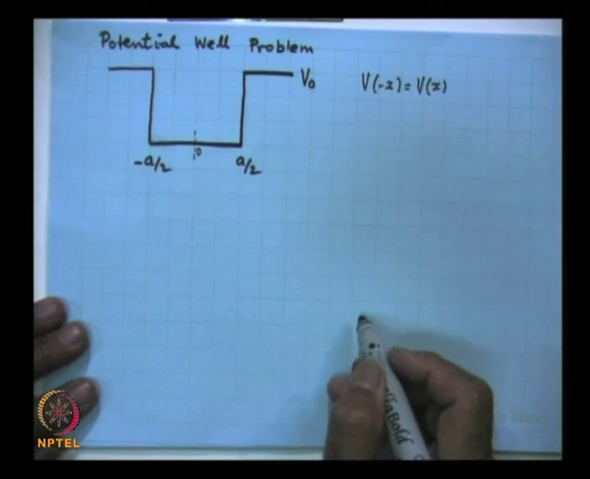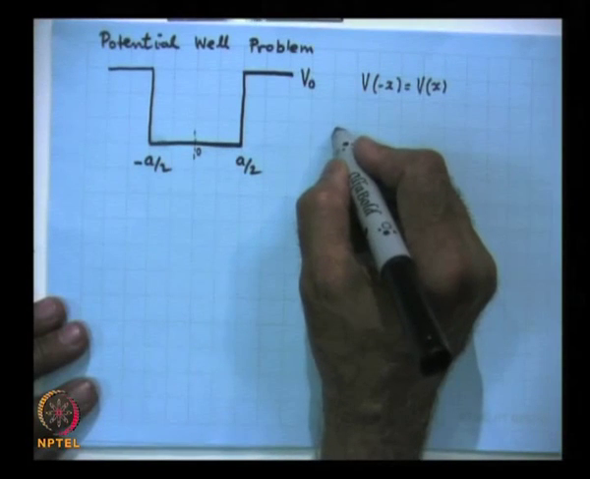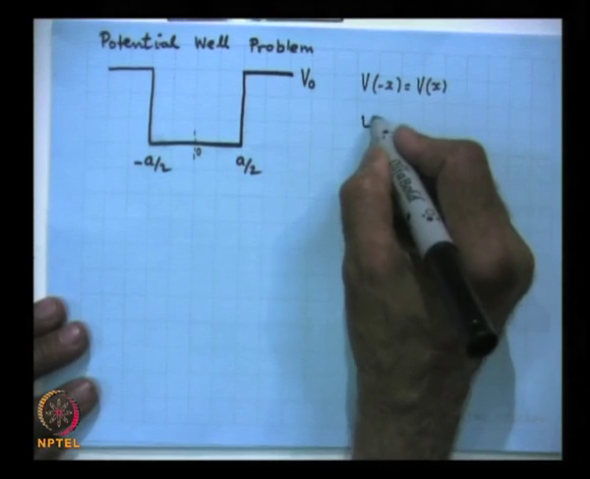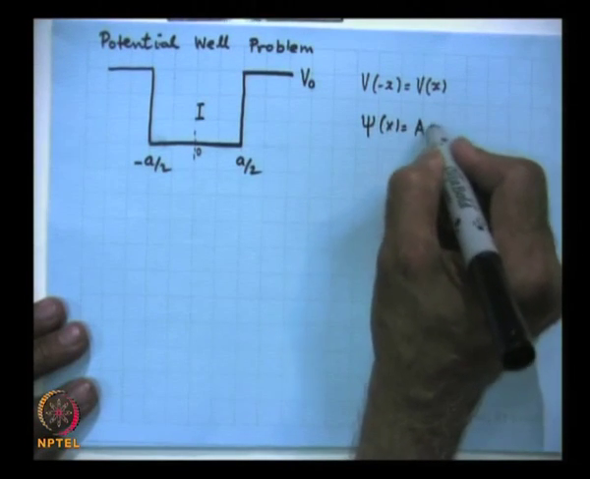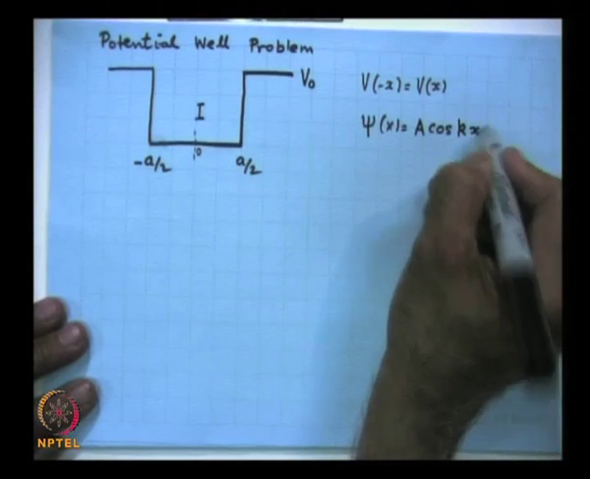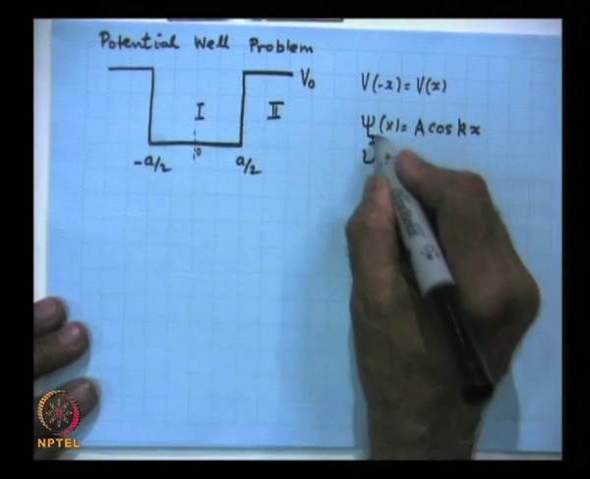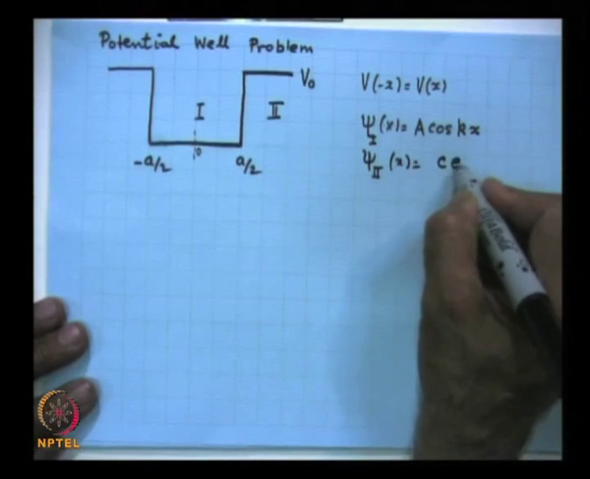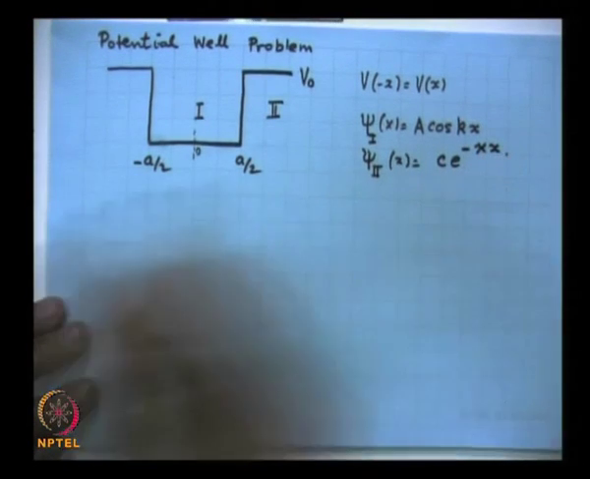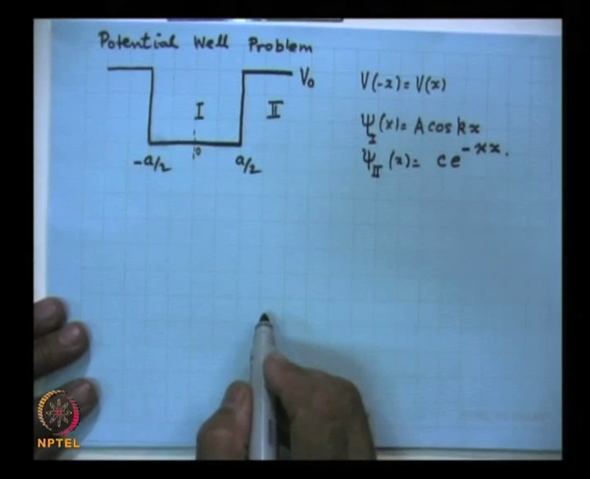We first considered the symmetric wave functions, and we found that the solution of the Schrodinger equation in the first region was equal to A cos kx, and the solution in the second region was equal to C into e to the power of minus kappa x. So, you have here an exponentially decaying solution in the second region.